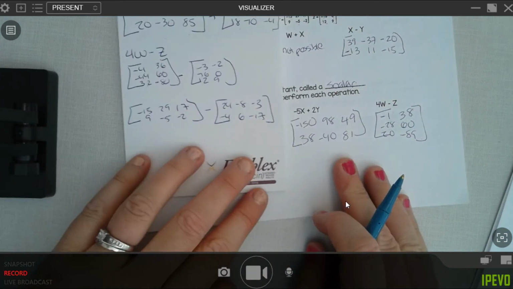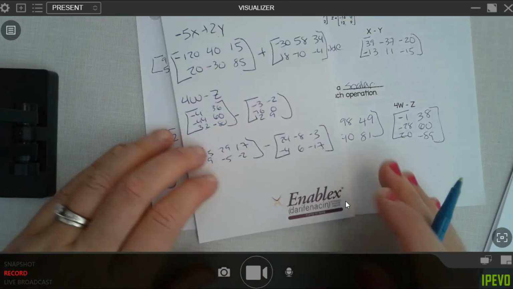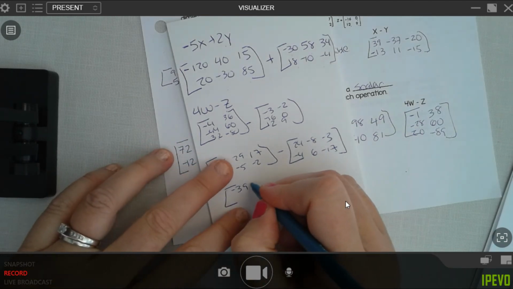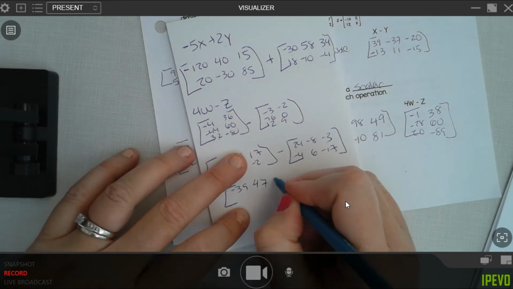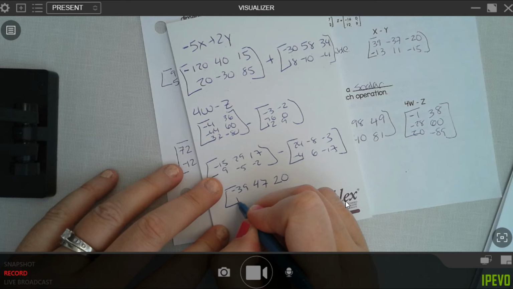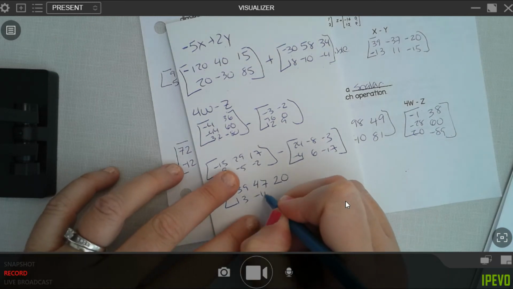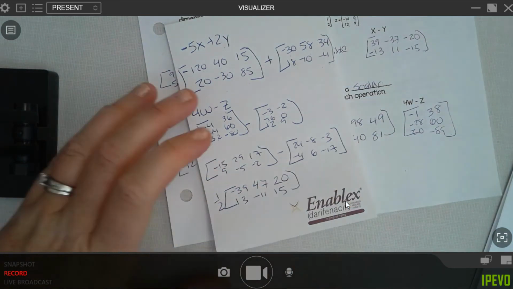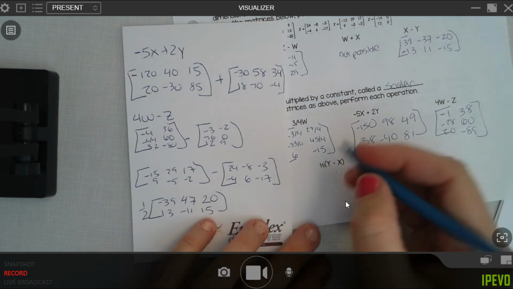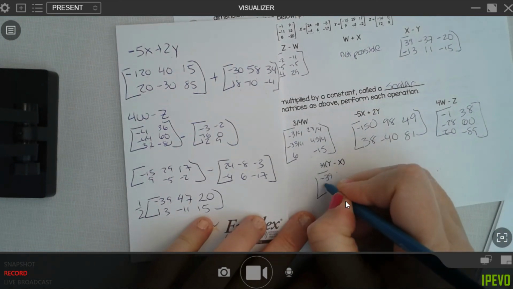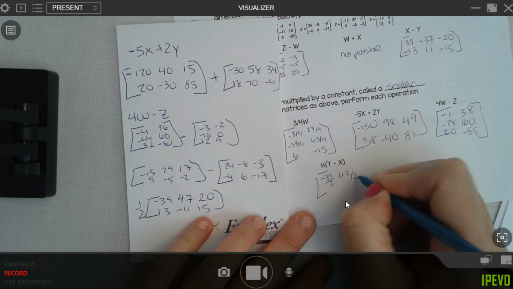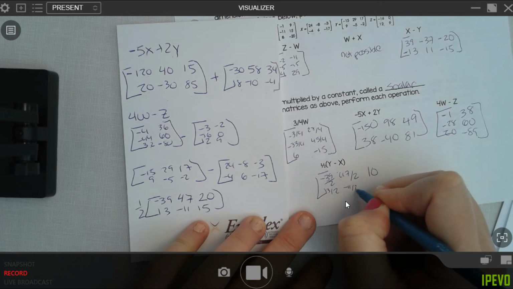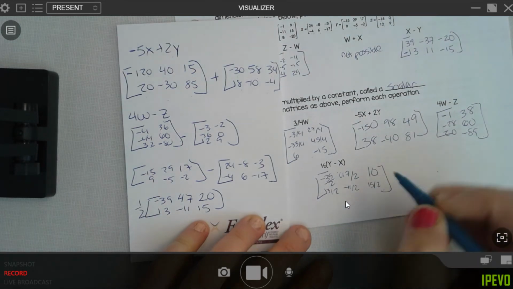So we're subtracting here. So I'm going to do negative 39. And that becomes 47. Becomes 20. 9 minus a negative. Negative 11. Becomes 15. And then I got to multiply all of those answers by a half. So then my answer would be negative 39 halves, 47 halves, 20 halves, 13 halves, negative 11 halves, and then 15 halves. Make sure I didn't subtract wrong here.